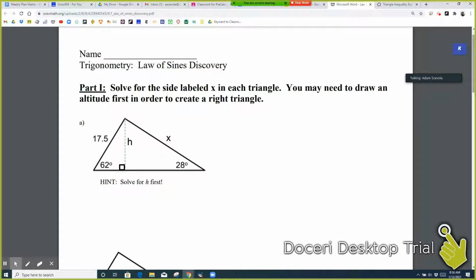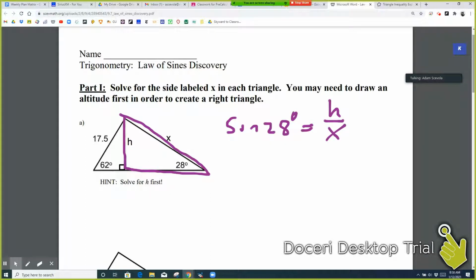With right triangles, we could do SOHCAHTOA. So if we take the sine of 28 degrees, we know that's equal to h over x. Now, if I isolate h by cross multiplying, I get h is equal to the sine of 28 times x.